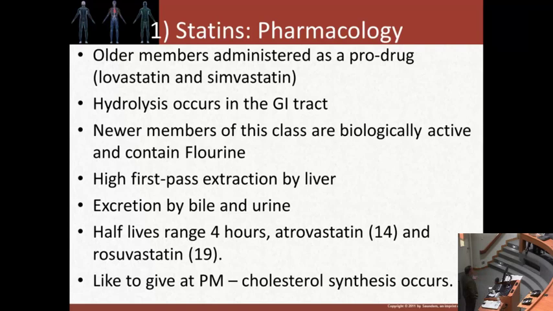Typically, we tell patients, take this at night. Why do we have them take it at night? That's when cholesterol synthesis occurs, right? So just before bed, take one of your statins. You should see a dramatic reduction in LDL very quickly, once therapy is initiated.